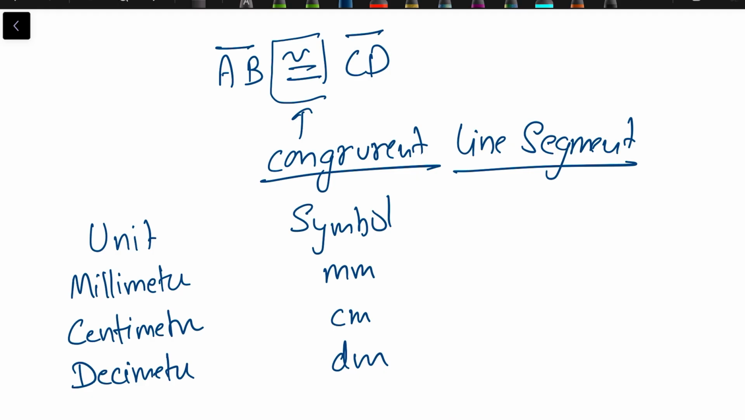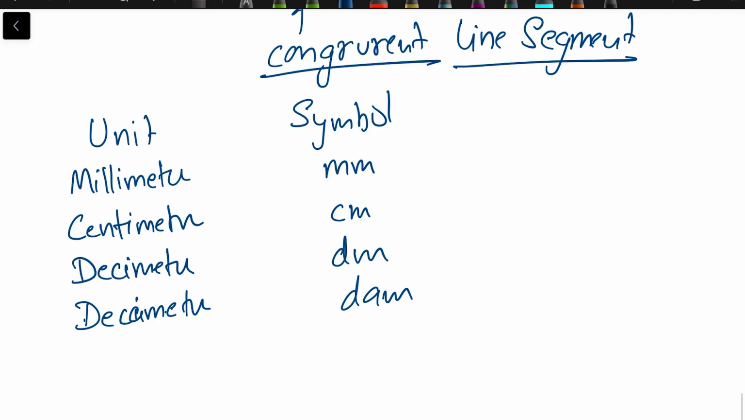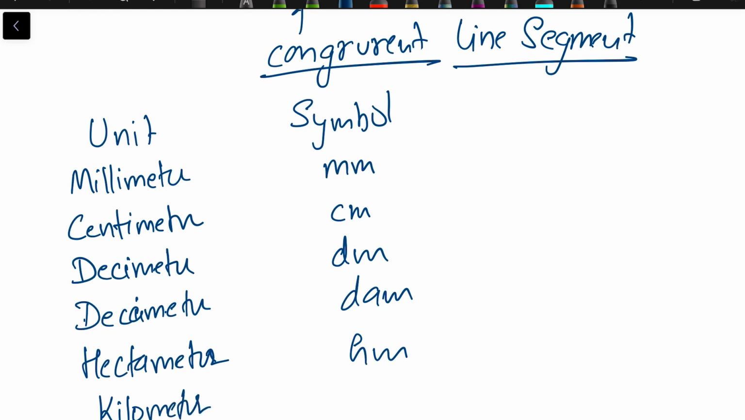Then we will have decameter, which we will represent by dam. Then we will have hectometer, which we will represent by hm. Then we will have kilometer, which we will represent by km.